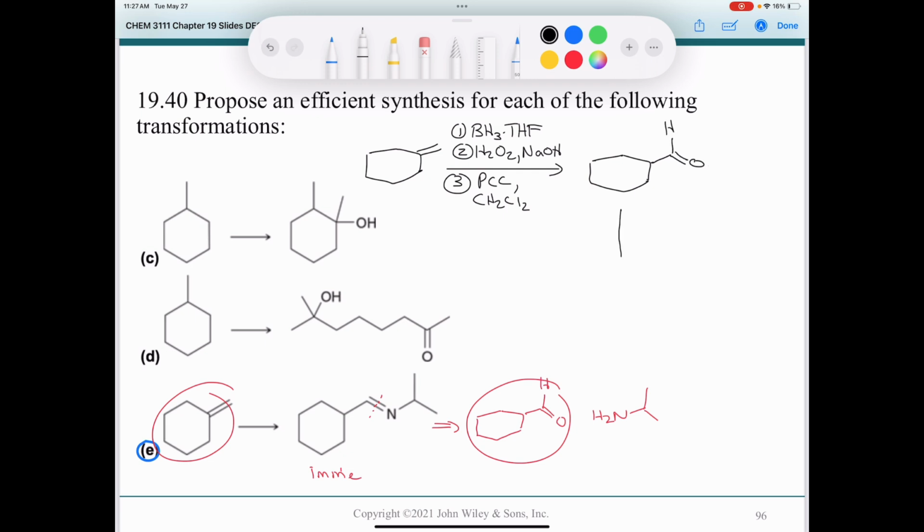And so now to give us the final product, we're just going to take it and we're going to treat it with our isopropylamine. We need a catalytic amount of acid like this, and we're just going to write here minus H2O, and that is going to give us our enamine, or sorry, our imine.